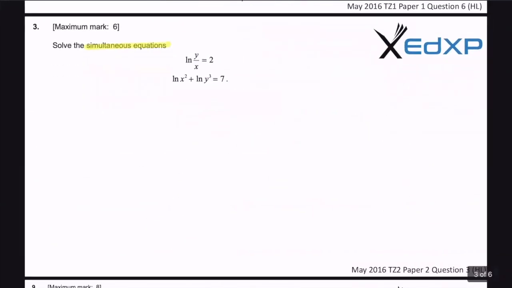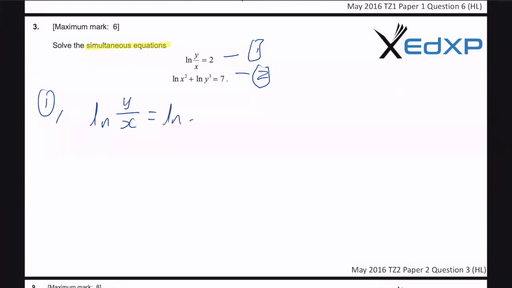This question came out in the May 2016 Time Zone 2, Paper 2, Question 3. So we want to solve a pair of simultaneous equations, unknowns x and y. First thing I'll do, I'll label both equations, 1 and 2, okay, to be very clear. Equation 1, I will always try to make the same base, so that will be ln y over x is equal to 2, but I'm going to change 2 to ln e squared. Okay. So now they have the same base, I can actually cancel this out. So y is equal to e squared x. Okay. It could be quite useful later on.